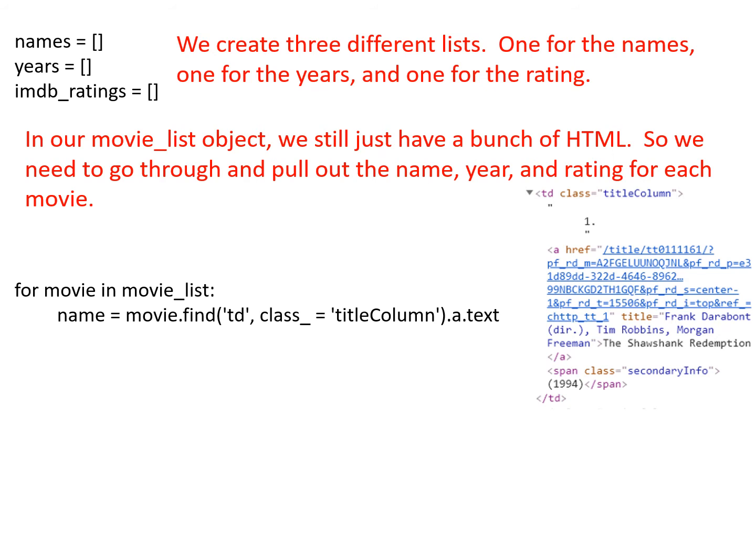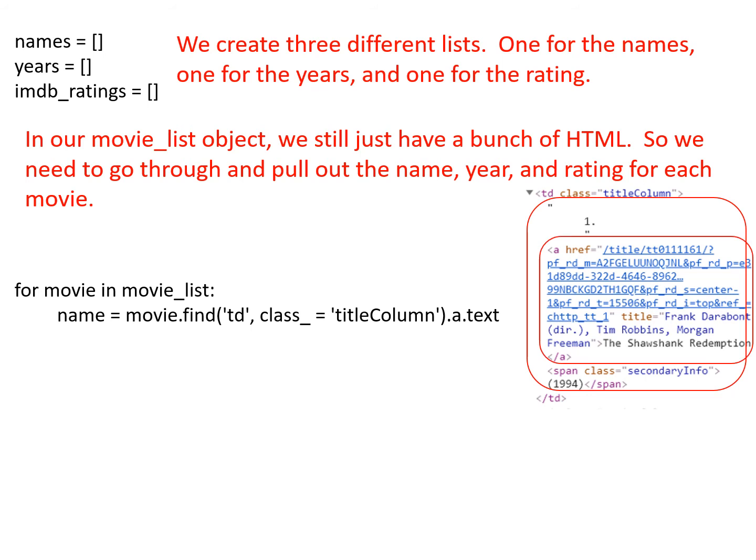So we wouldn't just say movie.find TD class title column and get that, because that would get all this other stuff. So we actually narrow it down further. We notice there is an A tag inside this TD tag. And that A tag, that's a link tag, and it says A, href, and so on. If the user would click on that name, that's another page that it would go to.